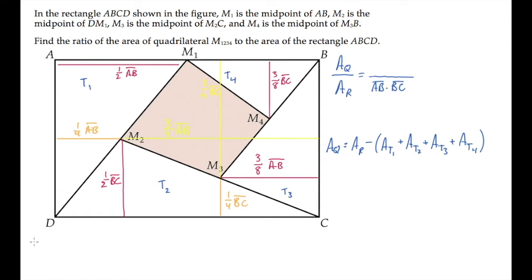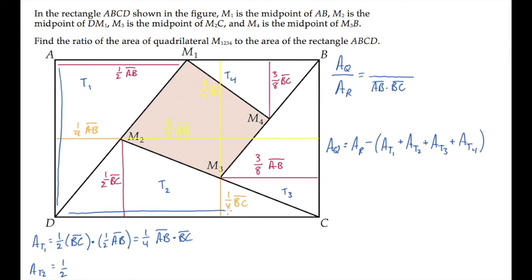Now we can work out all of the triangle areas. Triangle 1 has an area of 1/2 of its base, BC, times its height, and that's the length of this red line, half AB. So we see that triangle 1 has an area equal to 1/4 the area of the whole rectangle. Triangle 2 has an area of 1/2 of its base, this distance AB, times its height, shown in red here, that's half BC. And we see again that this triangle has an area 1/4 of the whole rectangle's area.